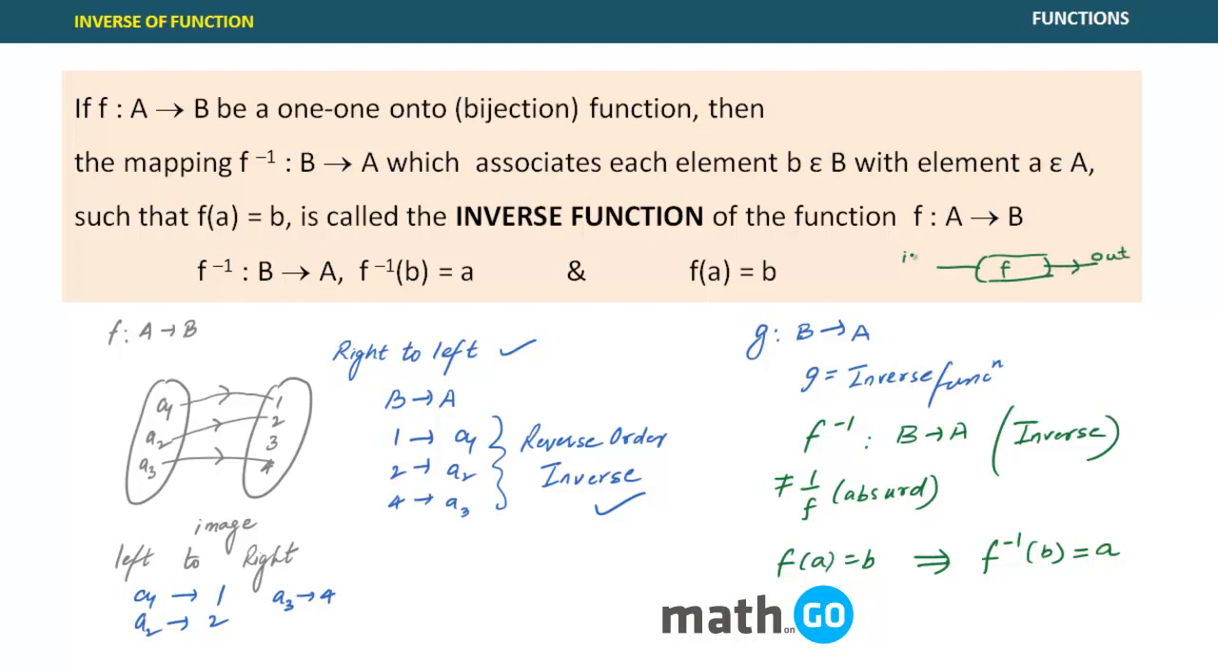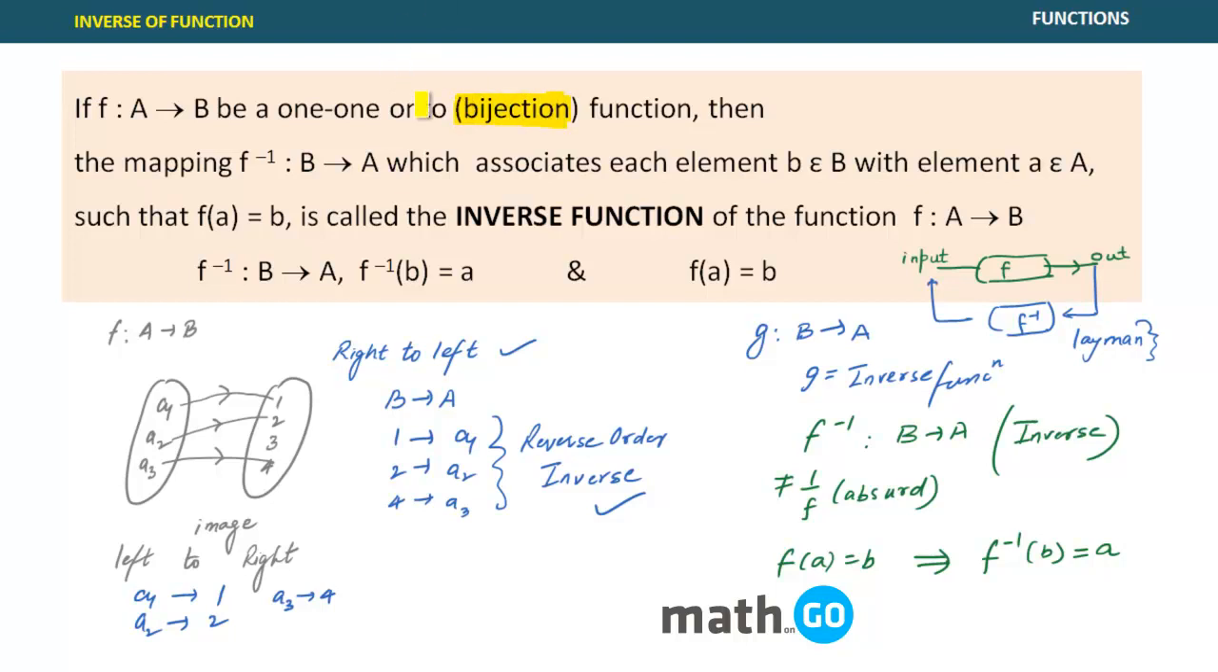There was some input, so there must be another machine which will take this particular output as its input. This is then f inverse, and this will give you the original input. This is again for laymen; I'm saying this is not the exact definition, but it helps you understand how an inverse function works. Got it?